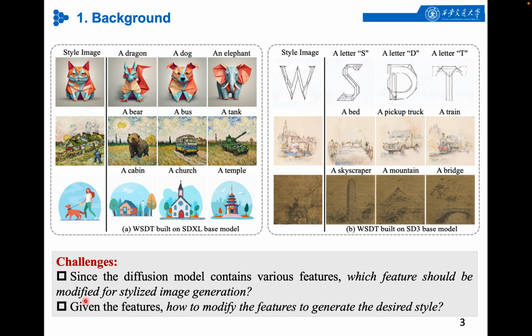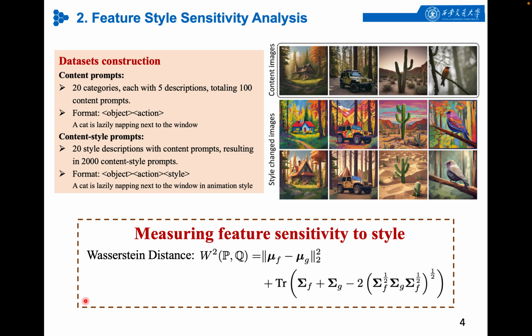There are two fundamental challenges to be tackled for such approach. Since different models contain various features, which features should be modified for stylized image generation? Given the features, how to modify the features to generate the desired style? For the first challenge, we propose to systematically analyze the sensitivity of various features in attention blocks to style.